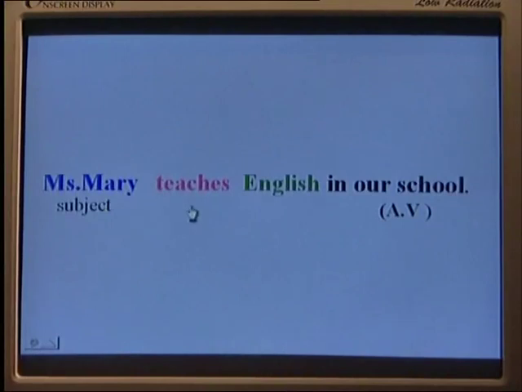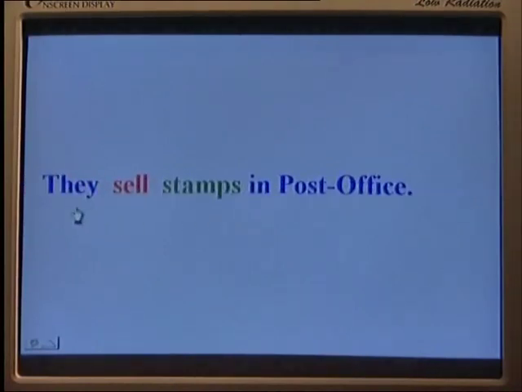And what is the work here? Teaches. So teaches is the verb. And what does she teach? English. So English is the object. Let us look at the second sentence in present tense. They sell stamps. Selling is the work here. And they is the doer again. Therefore, the sentence again began with the doer as the subject. Therefore, it is again in active voice.